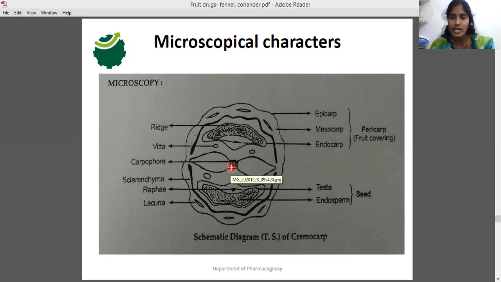I already told you it connects the two mericarps. It is made up of sclerenchyma type of tissue. It connects two mericarps, and these two circles are vittae, and these three on the dorsal surface are lacunae. What lacunae and vittae are, I will explain in the next slide. Here is the dorsal side, and this is the commissural or ventral surface of the fruit.